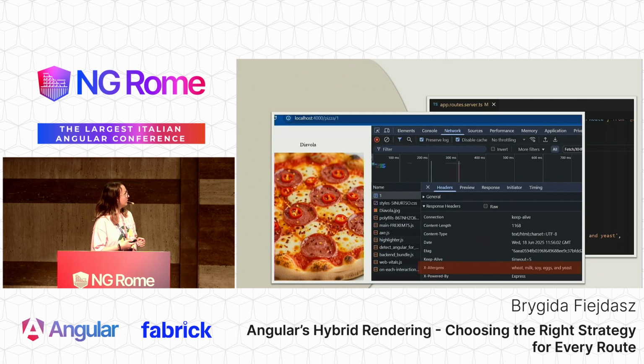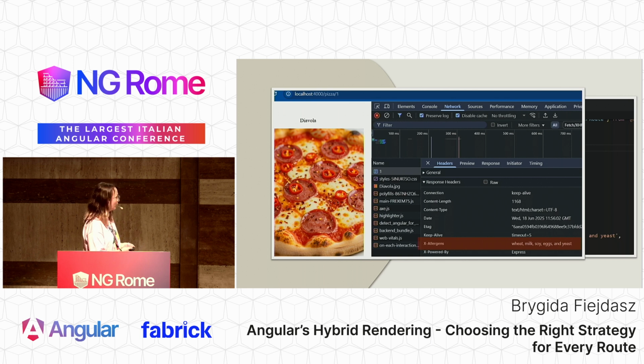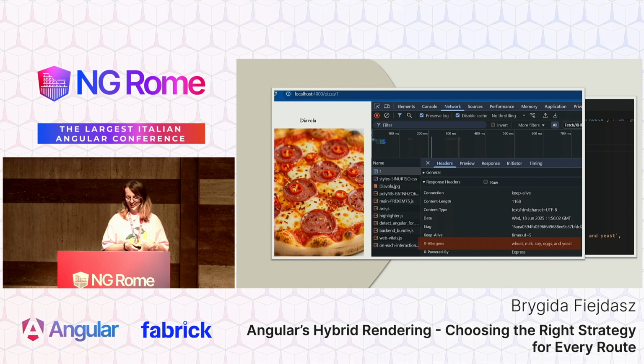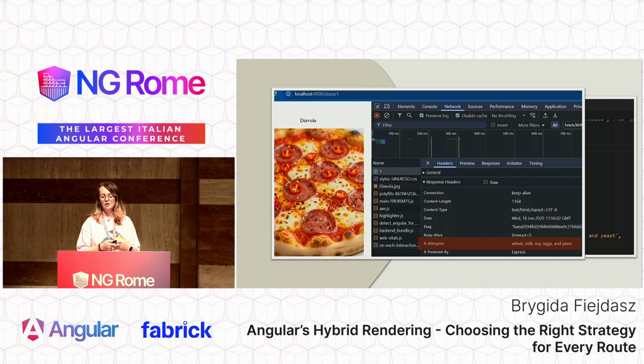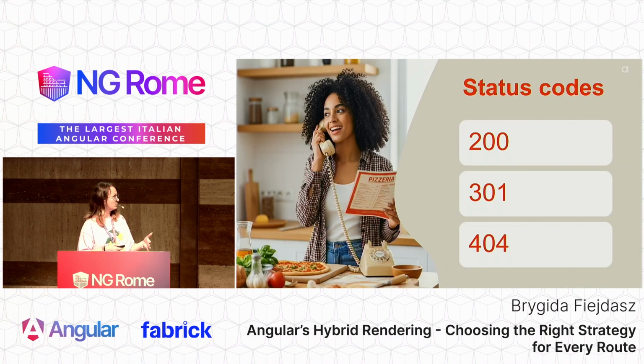So let's see how it looks, if it is really working. So here we have my custom header with allergens for my pizza. I chose the Avola. I hope this is a correct allergen list. Okay, so we have headers, but we could also set the status code.